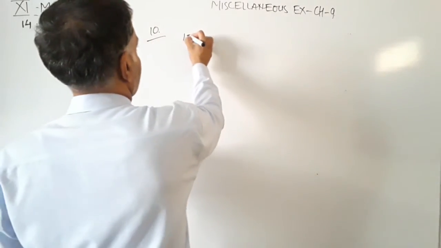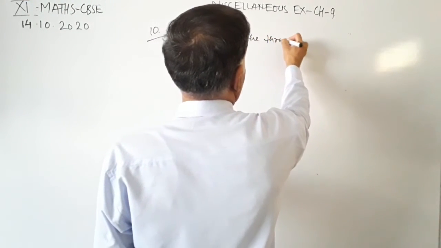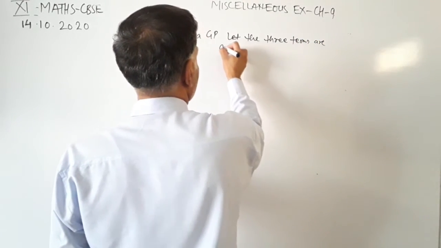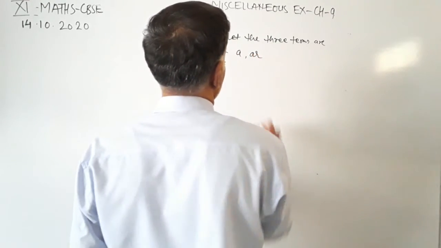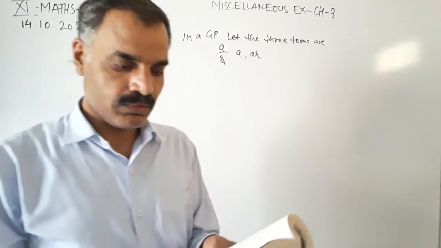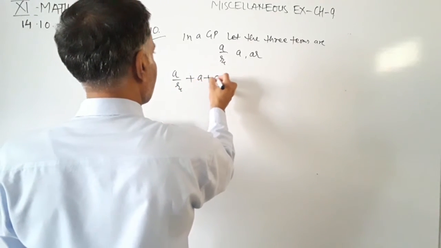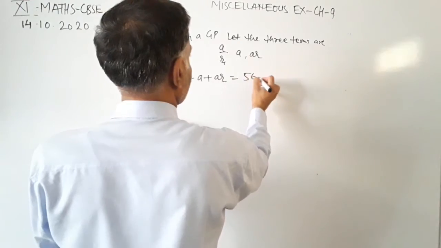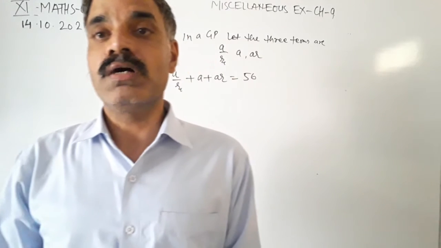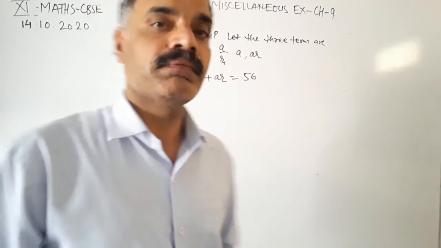Let the three terms be A upon R, A, and AR. Now it is given that the sum of these three numbers, A upon R plus A plus AR, is 56. And again it is given that if we subtract 1, 7 and 21 from these numbers in that order, we obtain an arithmetic progression.